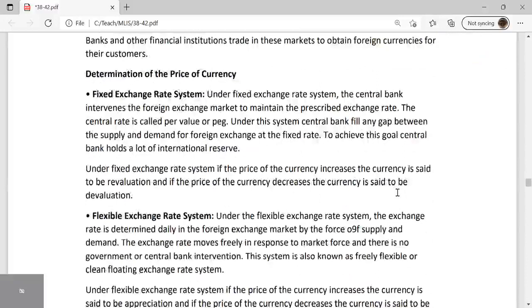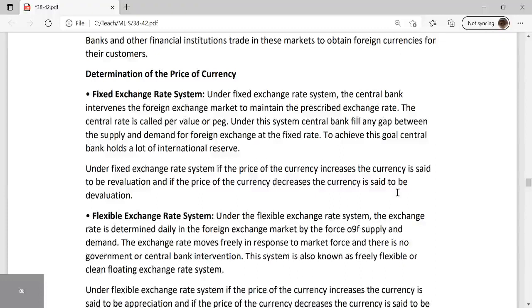Now, this is again a very important topic. See, the determination of the price of a currency. Okay, so who determines the price? It can be determined, like we already discussed, with the help of demand and supply, and also it can be done with the help of the government. Okay, so if we talk about the government, then we are talking about a fixed exchange rate.